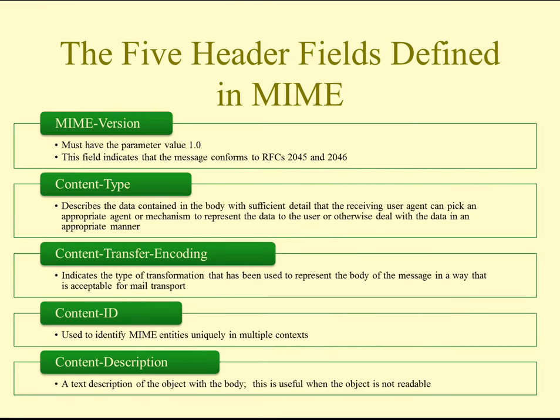The five header fields that we have defined in MIME: the MIME version, this is going to be 1.0; the content type, which describes the data contained in the body such that the receiving user can pick up an appropriate agent or mechanism to represent the data to the user or otherwise deal with the data; the content transfer encoding, which indicates the type of the transformation that's been used to represent the body of the message in a way that is acceptable for mail transport; the content ID; and then the content description.